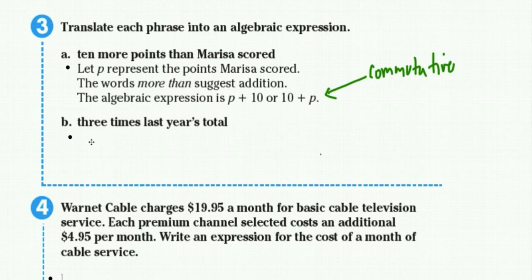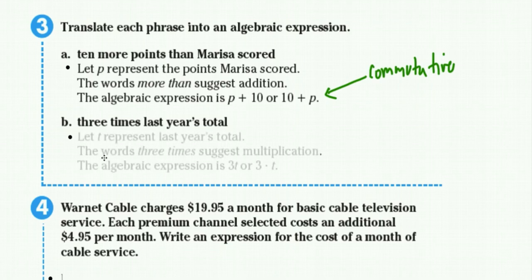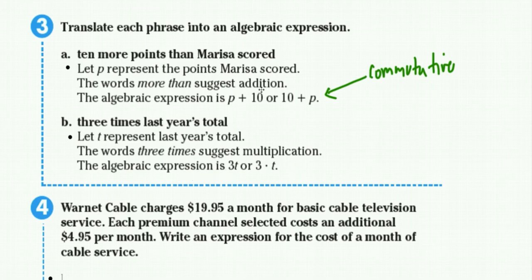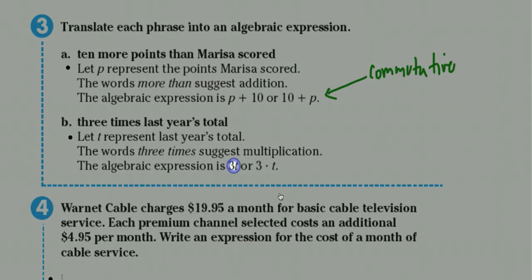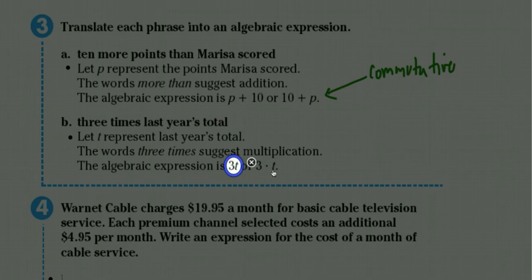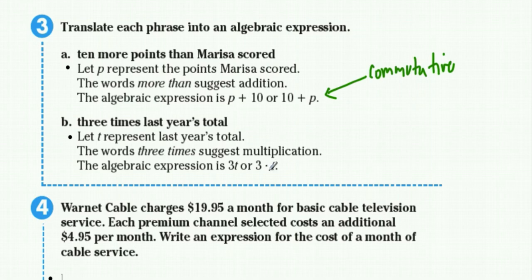Next, example B: 3 times last year's total. Remember, the first thing we need to do is define our variable. We need to represent last year's total, so we'll let T represent last year's total. The words 3 times suggest multiplication, so the algebraic expression would be 3t or 3 times t. This is what we are going to use more than anything else. 3 times t with a raised dot is not commonly used because the raised dot might be confused with a decimal.